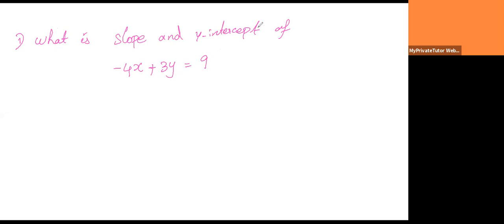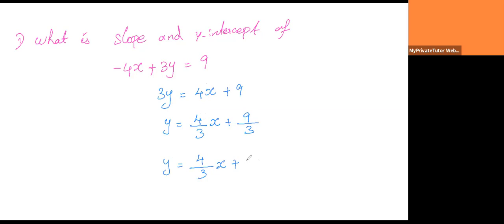You might know how to find it directly, but I suggest you convert this into slope-intercept form. The minus 4x, if that goes to the other side, becomes a positive 4x, and then we have plus 9, and then we have 3y here. So if you move the 3 to the other side, it goes to the denominator, which means we divide both terms. So 4 by 3x plus 9 by 3. I hope you understand this. We end up getting 4 over 3 x plus 3.